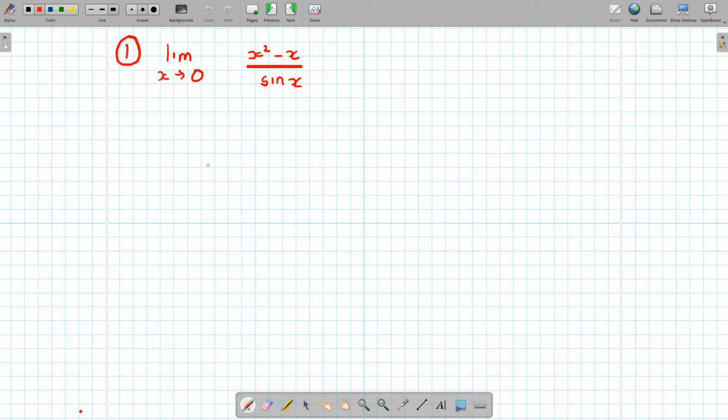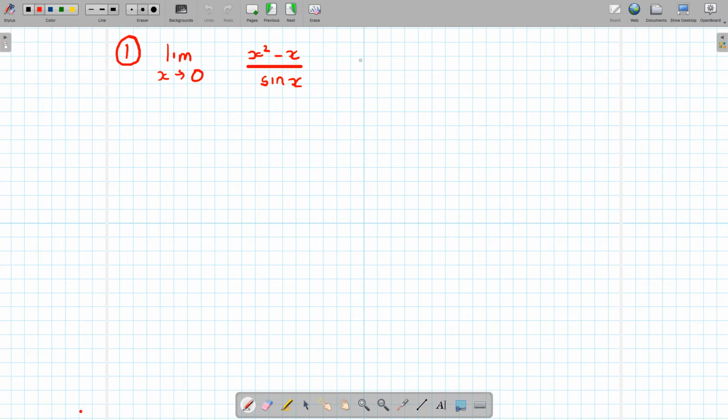Hopefully you watched the previous video about L'Hopital's rule, and in this video we're going to show two examples of using L'Hopital's rule. So what I do is I see that I've got the limit of x going towards 0, so I'm going to put 0 into here. This would be my f(x), this top part, and this would be my g(x), the bottom part.